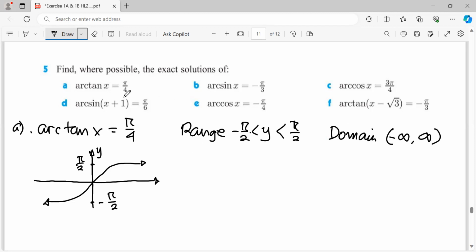Now I'm going to determine x. x equals tangent pi over 4 equals 1.